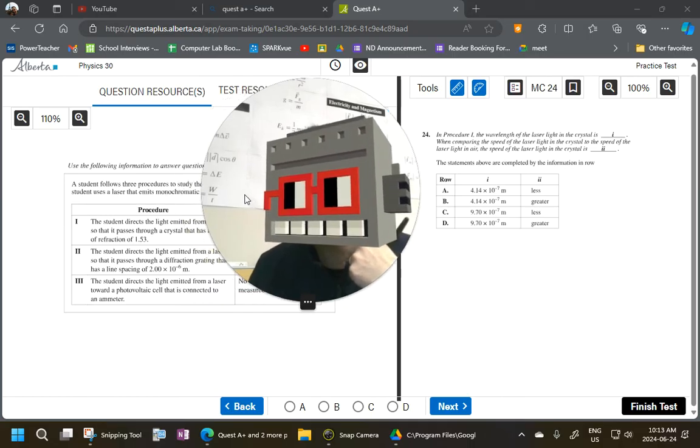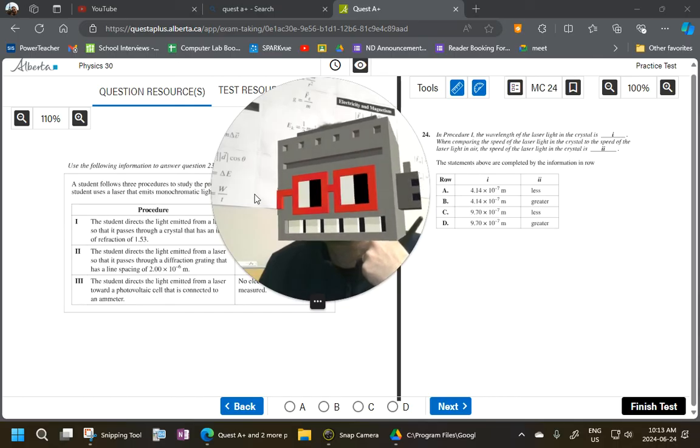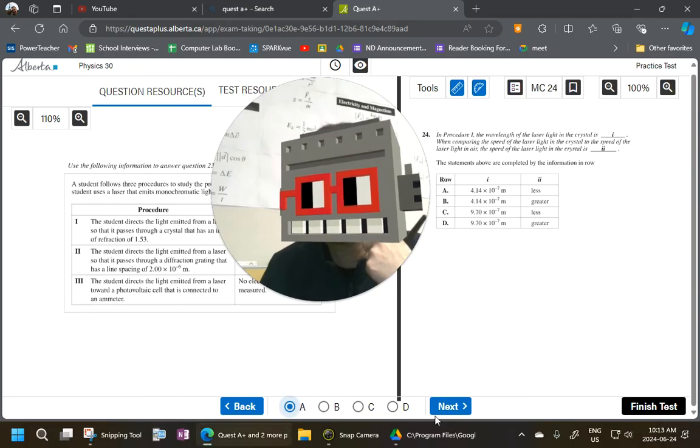And then compared to the speed of the laser in air, the speed in the crystal is going to be less. Yeah, that's the index of refraction. It's got to be less. Why would it be more? It can't be. Okay, so A.